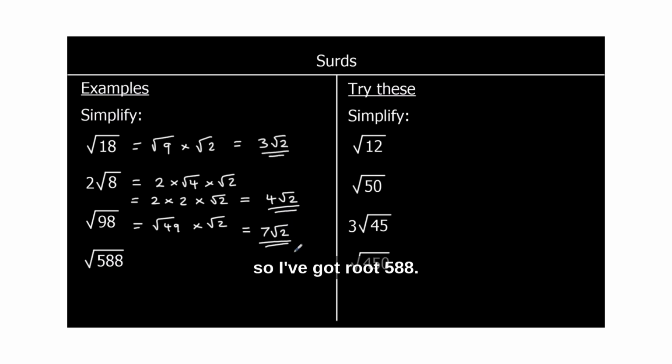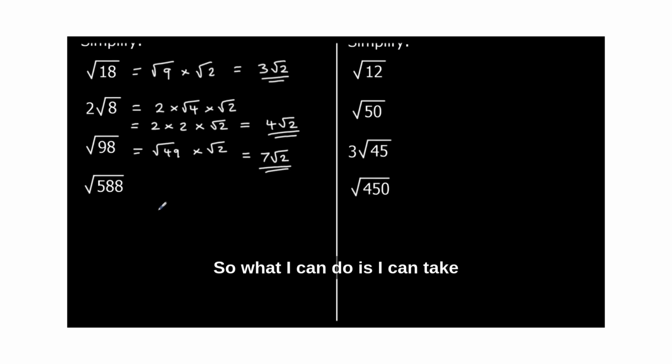And finally, I've got root 588. This one is much harder, and I've put it here so I can show you a way of simplifying the most complicated surds. What I can do is take 588 and break it down into its prime factors.